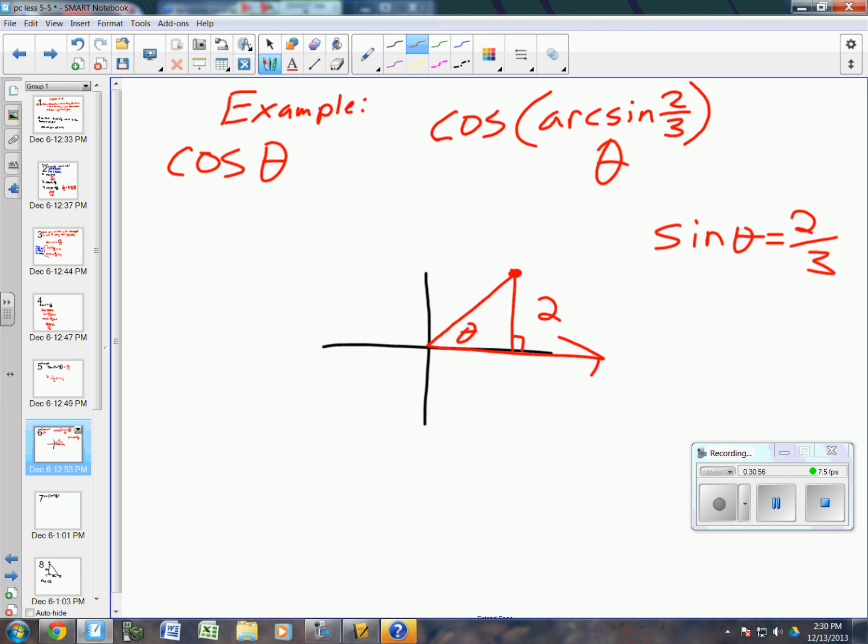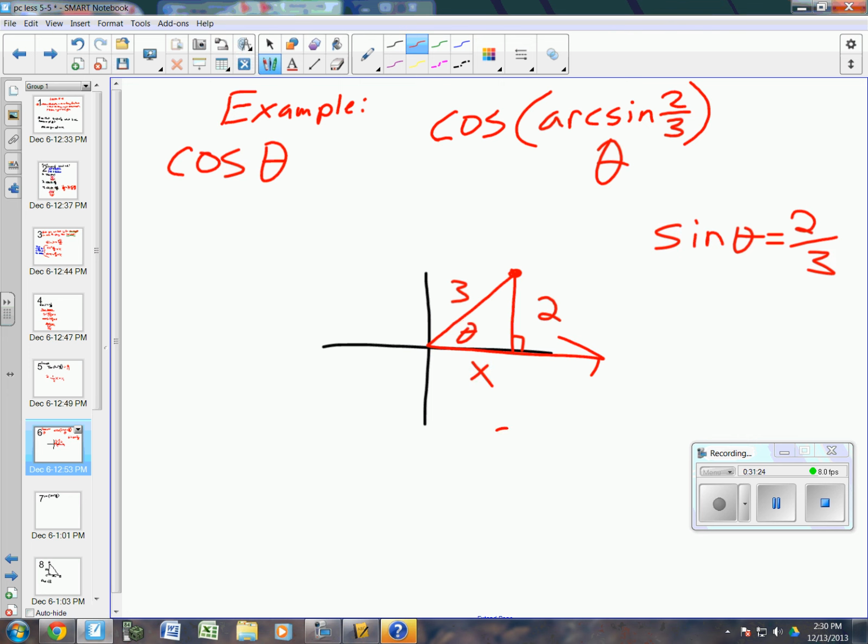Do we know this length? No, that's the length we don't know. This one is 3, because opposite over hypotenuse, or y over r, is what sine's defined to be. We have the 2 and the 3 representing those two sides, right? Can I find x now? Because cosine's equal to adjacent over hypotenuse, x over 3, or x over r, right? So I need to find x. How do I find x?